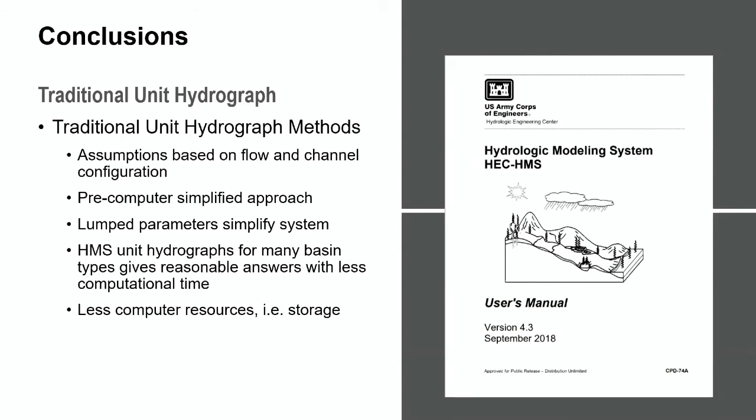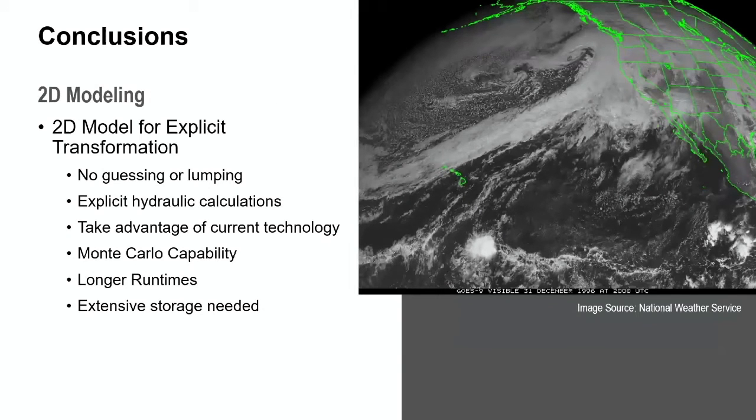So if you're looking for a reasonable answer in a very quick time frame, you may want to still use HMS or other. They take less computer resources, as far as storage or processor speeds or anything like that. With 2D modeling, if you're doing explicit transformations, there is no guessing or lumping of parameters. The model is doing the transformation explicitly. It's hydraulic calculations. We should be taking advantage of this current technology.